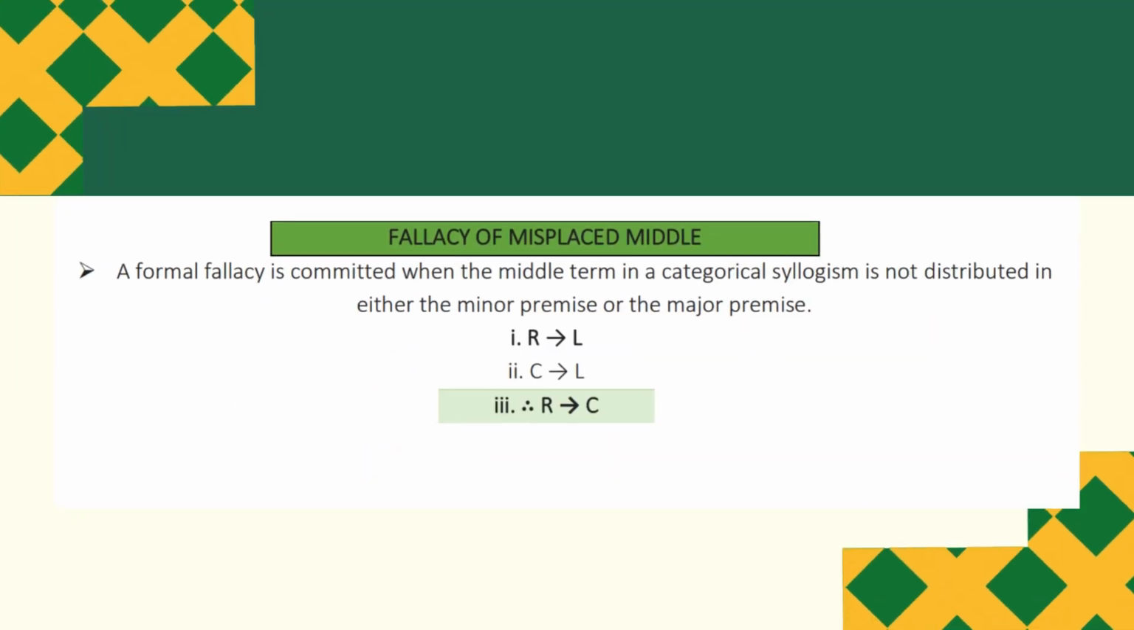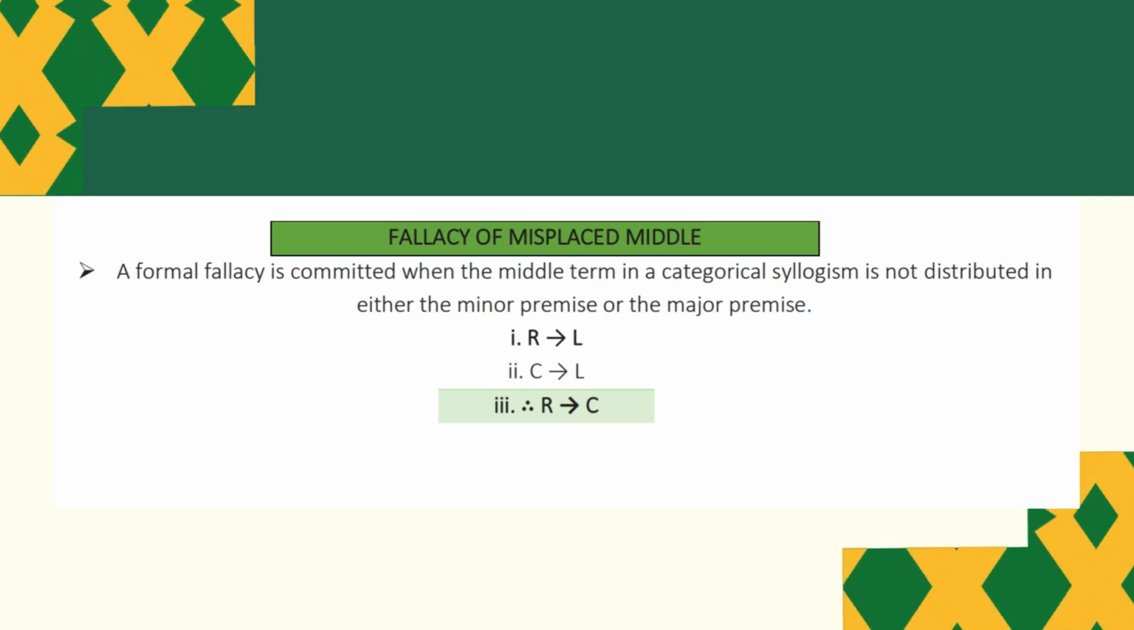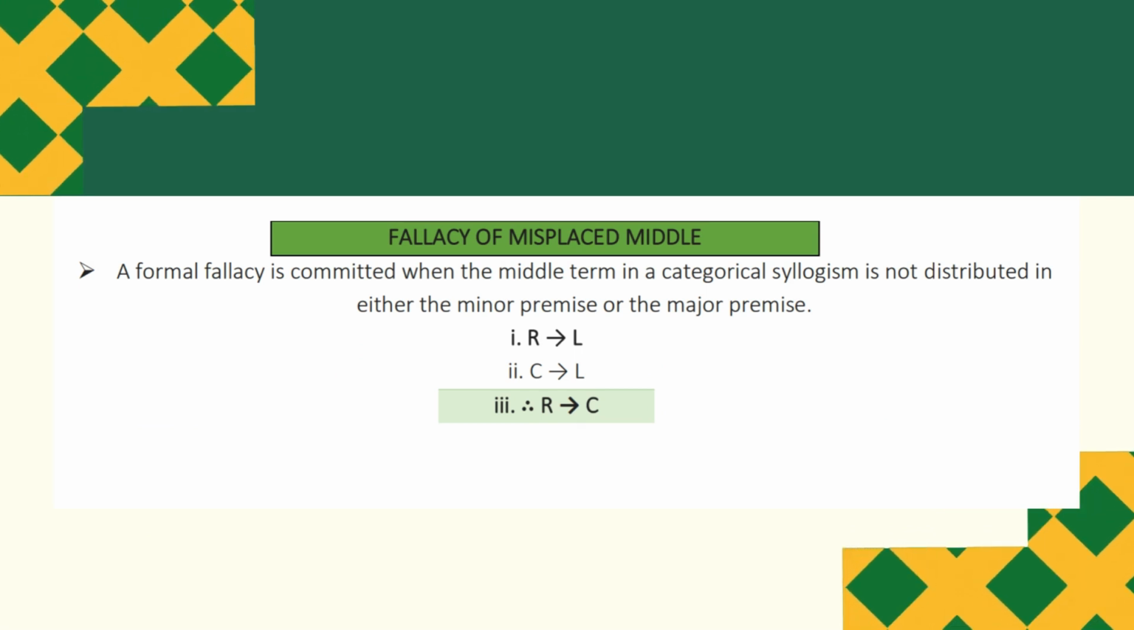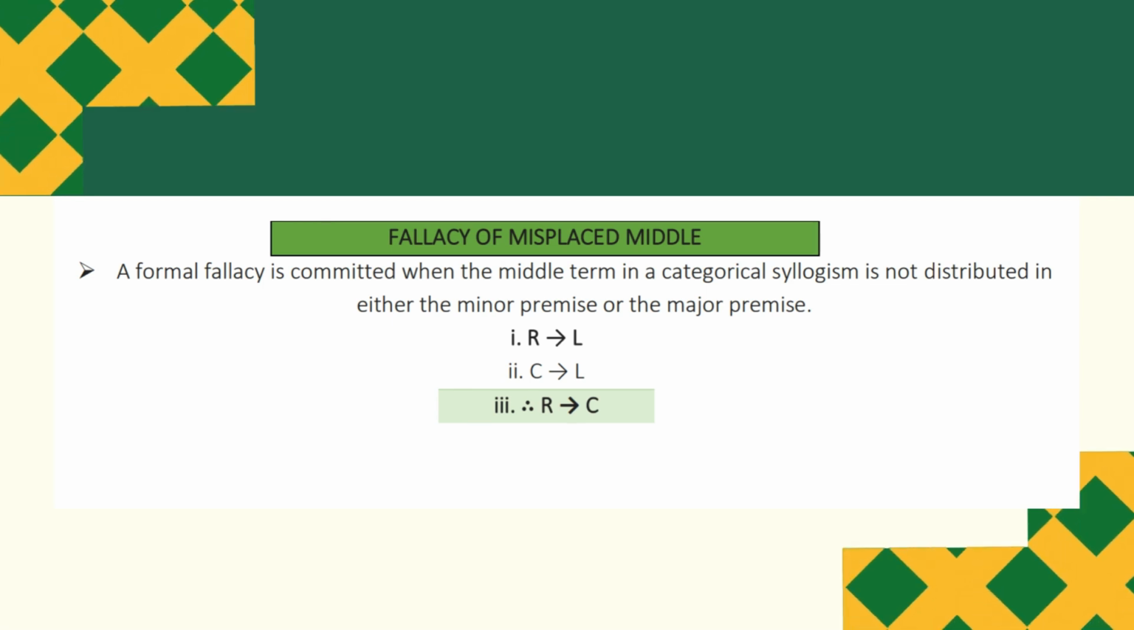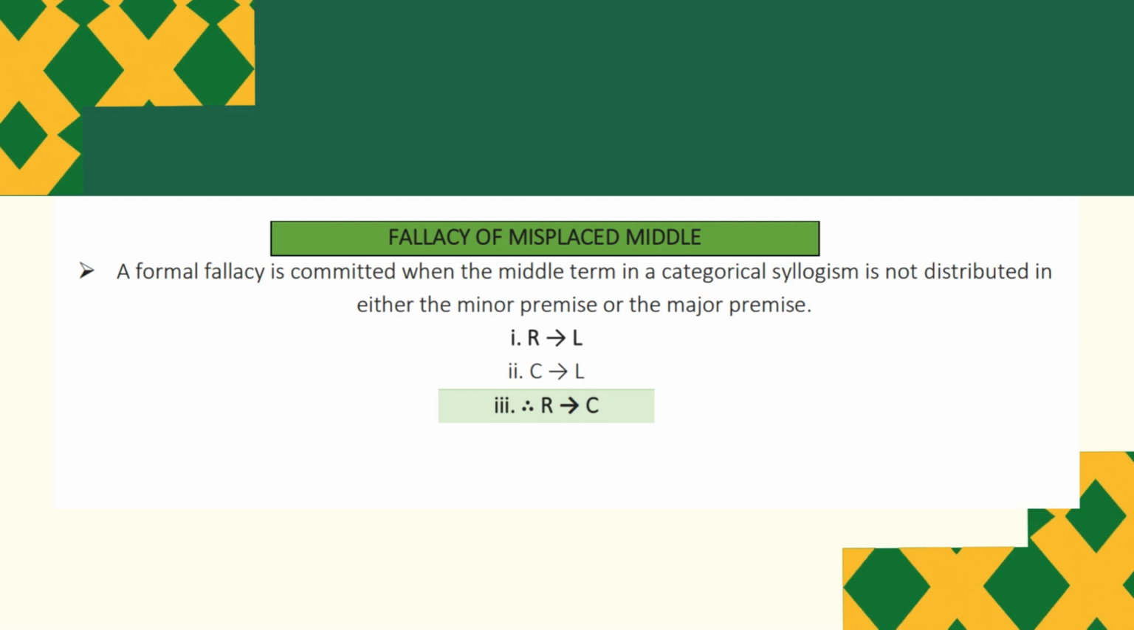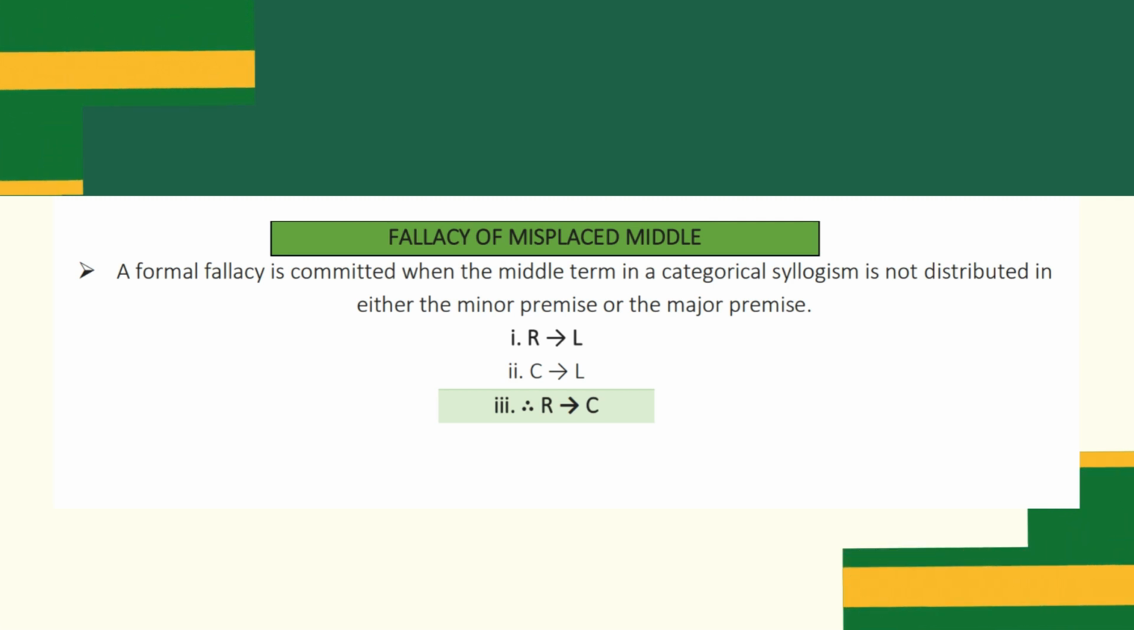Fallacy of the undistributed middle. A formal fallacy is committed when the middle term in a categorical syllogism is not distributed in either the minor premise or the major premise. Premise 1, if R, then L. Premise 2, if C, then L. Premise 3, therefore, if R, then C.